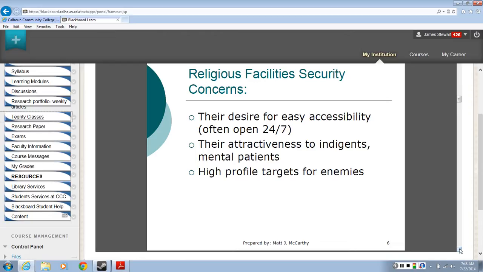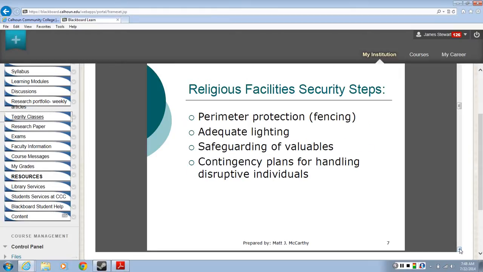So churches are attractive targets. They are often high-profile targets, and because of that, you do have to provide a level of protection. You can use CPTED, crime prevention through environmental design, if you're building a church, to make it less attractive, or to make it more difficult for people to go there and steal things.